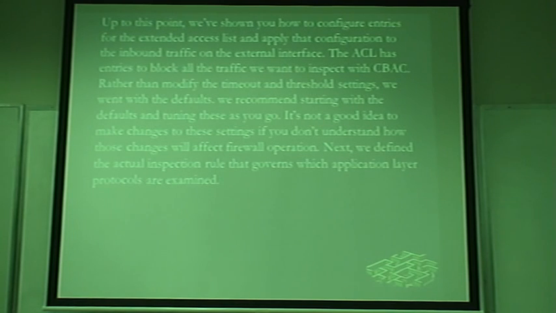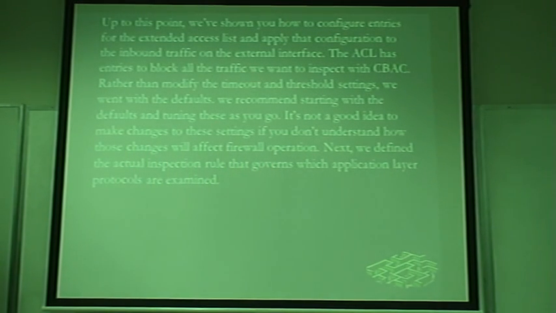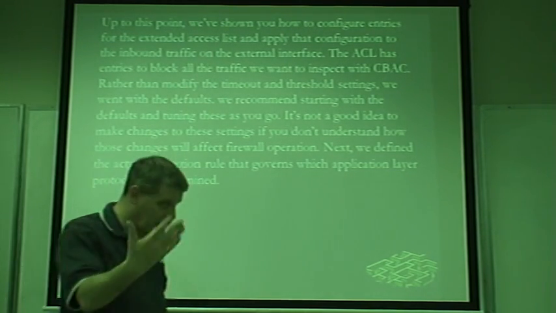to come in. So up to here we've shown you how to configure entries for the extended access list and apply that configuration to the inbound traffic on the external interface. The ACL has entries to block all the traffic we want to inspect with CBAC, rather than modify the timeouts. Now, if you have traffic coming into specific services, on that extended access list you have to allow it in there as well. In the previous example, I denied TCP and UDP. If I did not have permits, it's going to get dropped. So you have to make sure you have the permit statements in there as well, if you have services behind that firewall.